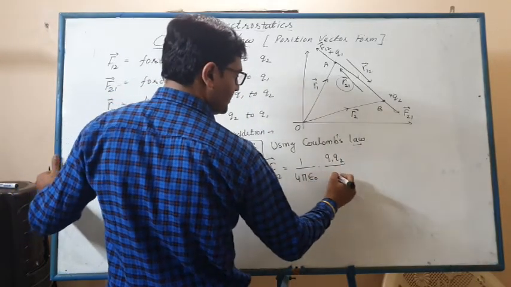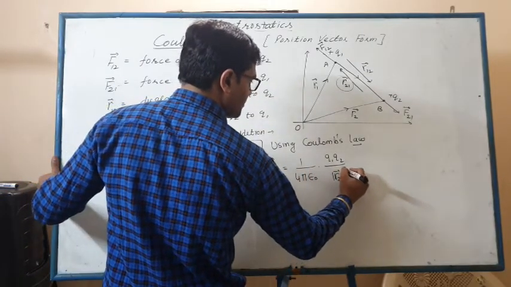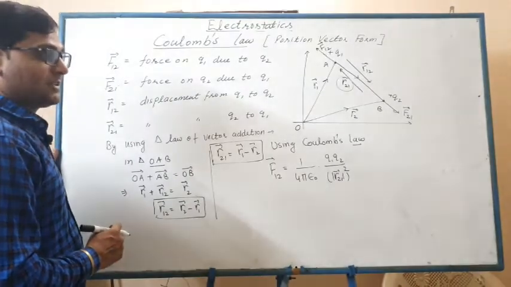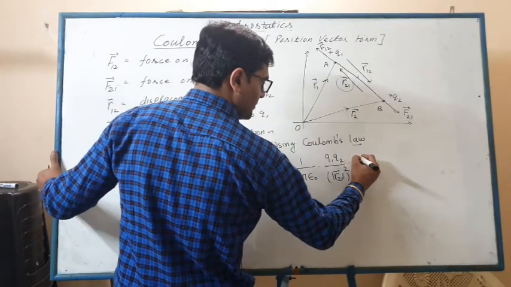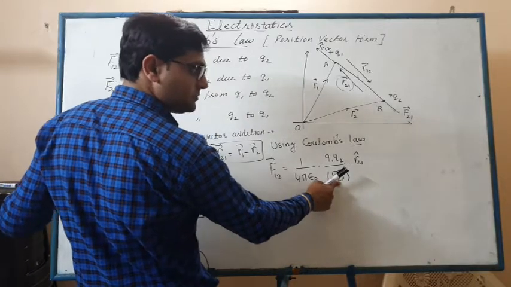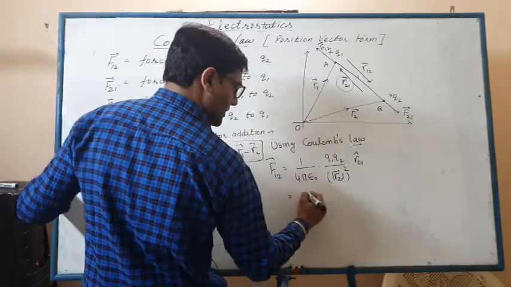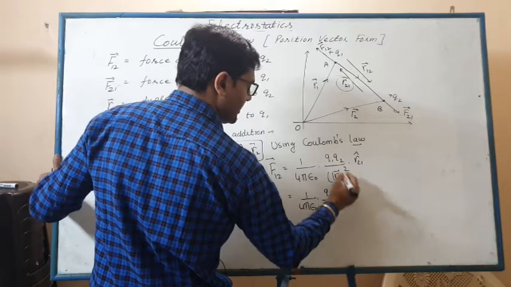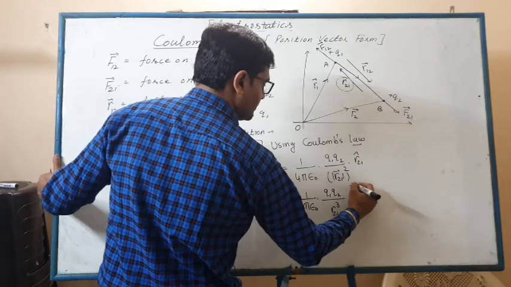R21, that we have to take the magnitude of R21. So magnitude of R21 square, right? But this is not the complete vector form. We have to give the direction of this force, that is given by the R21 unit vector. The same thing which must be here, the unit vector of the same thing. So 1 by 4 pi epsilon naught into Q1 Q2 divided by, that we can write as R21 cube into R21 vector.